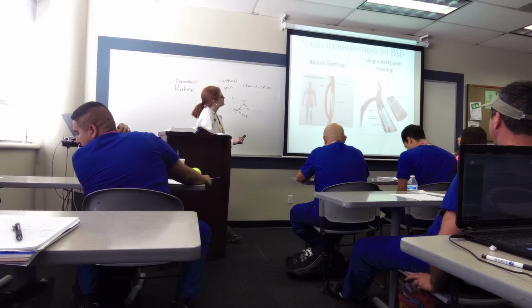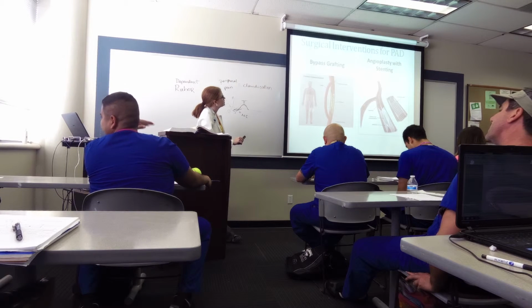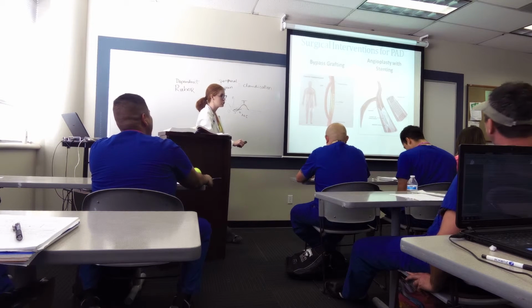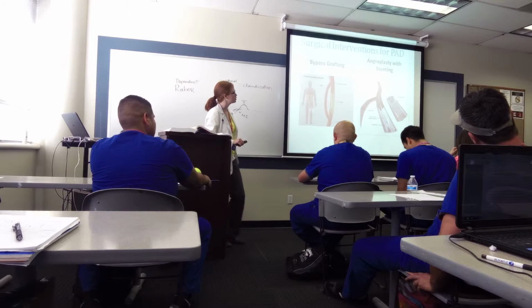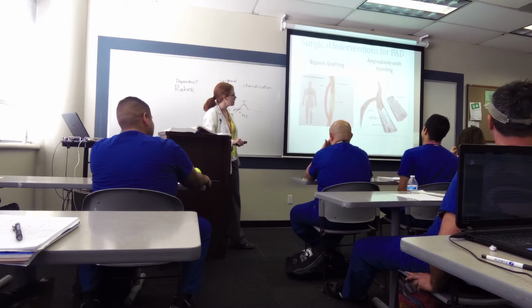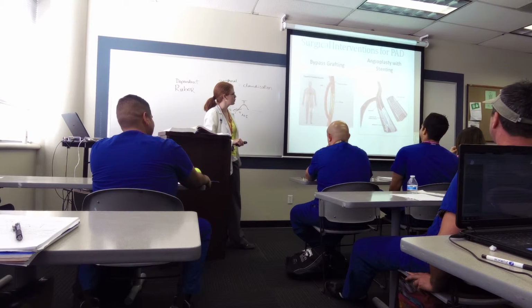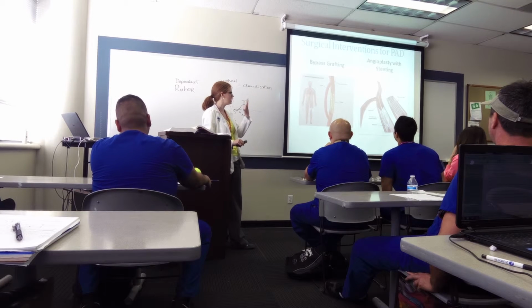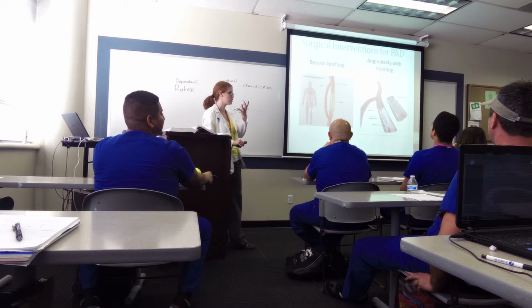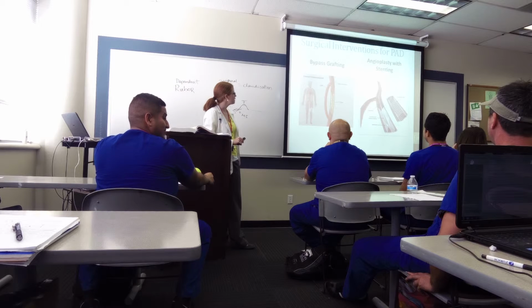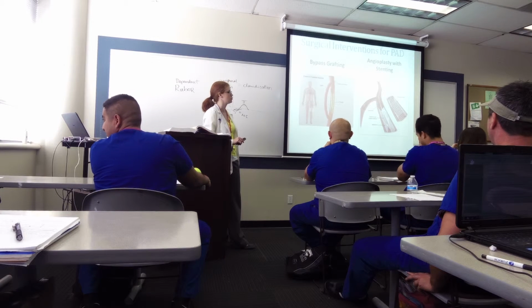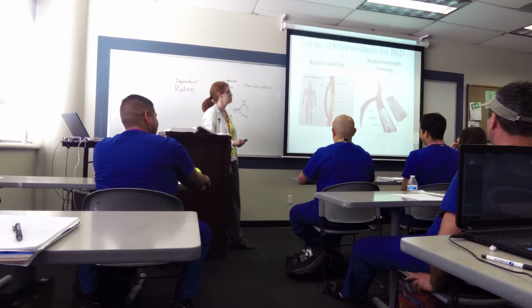Okay, so these are just two examples of interventions. Similar to coronary artery disease, they'll have an angioplasty where they basically just put a catheter in the artery to open it up, and then they may leave a little cage in there to keep it open. Or they may do a bypass where they take another vessel and they bypass where the occlusion is.